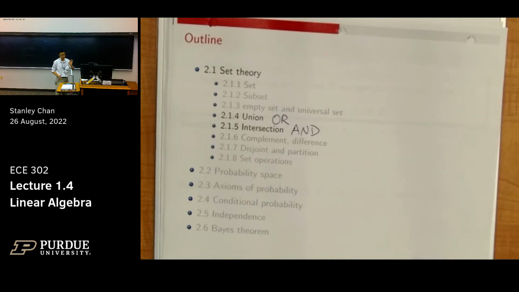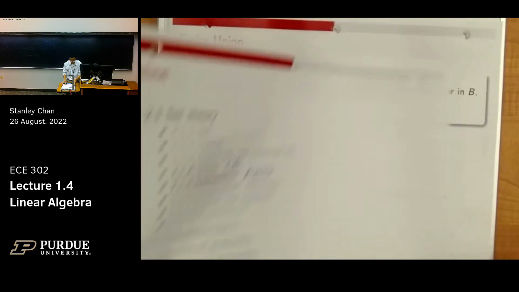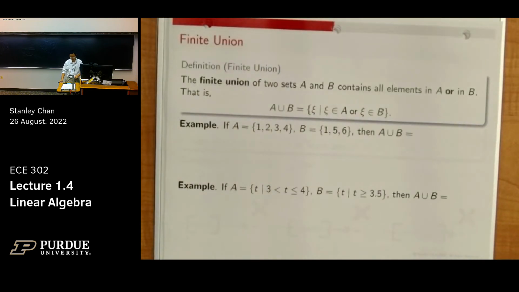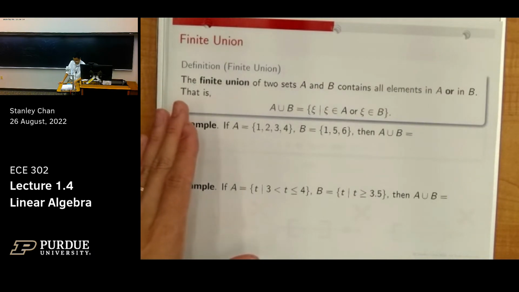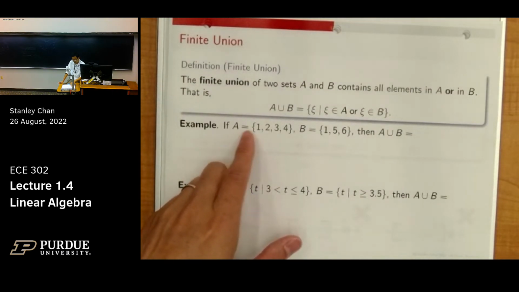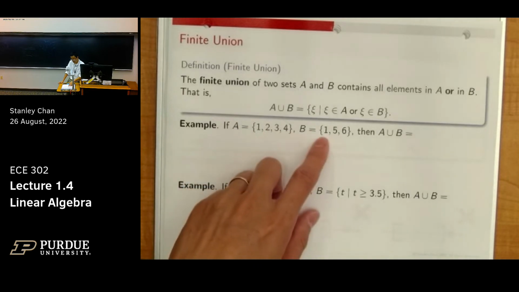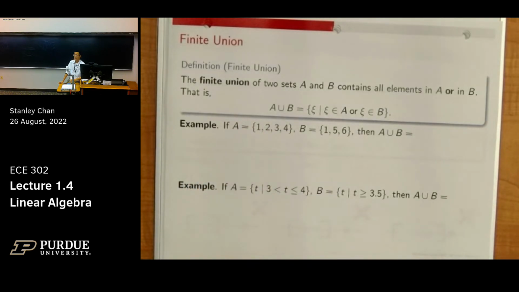Okay, so let's talk about or and. As long as you have or, and, not, you can define everything. It's just a combination of these three operations. So let's talk about or. What is or? Ignore the definition for a while. Let's just do a very simple exercise. You have set A, which is 1, 2, 3, and 4, and set B, 1, 5, and 6. What is the union of these two sets?